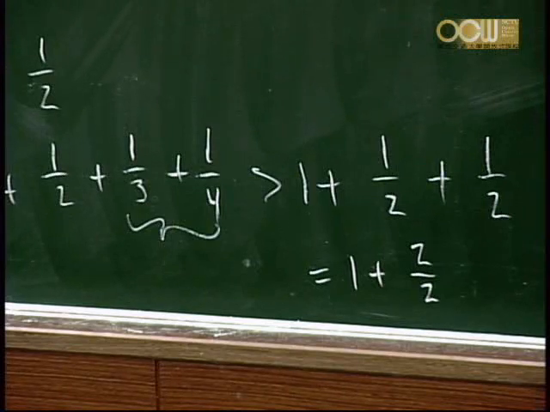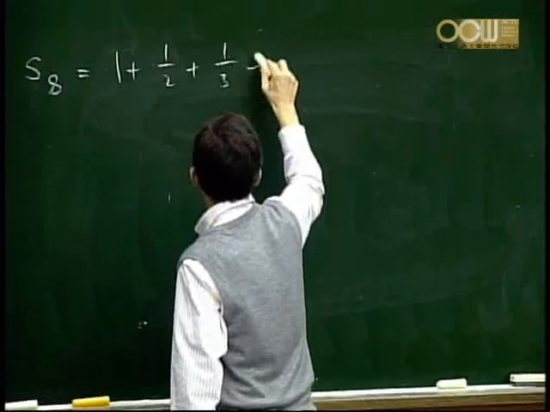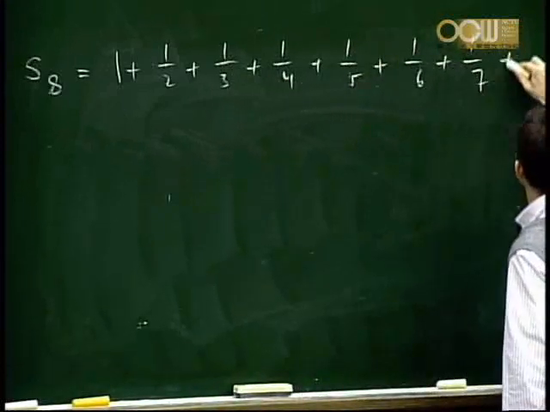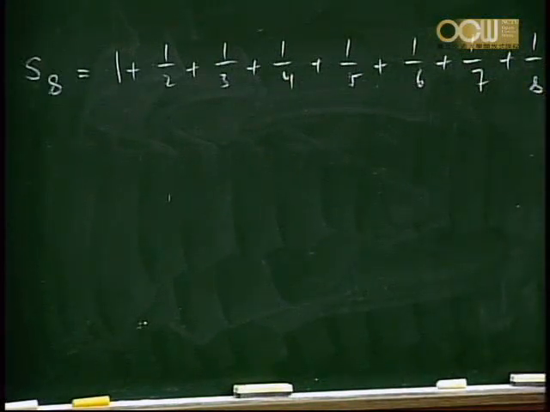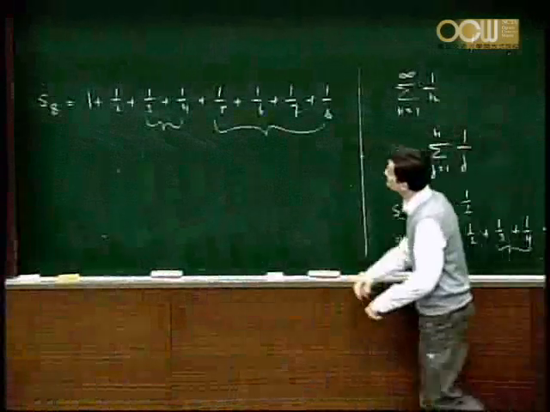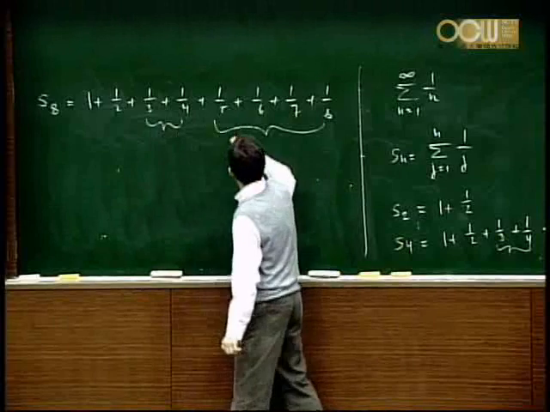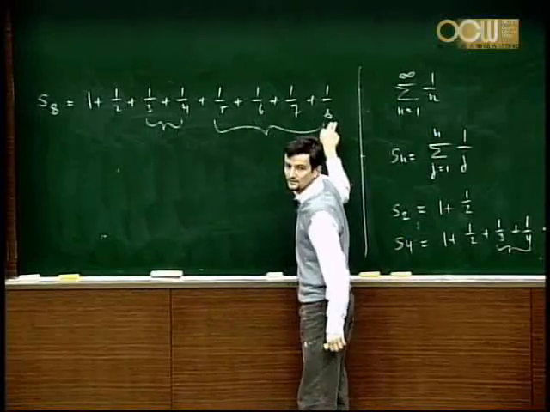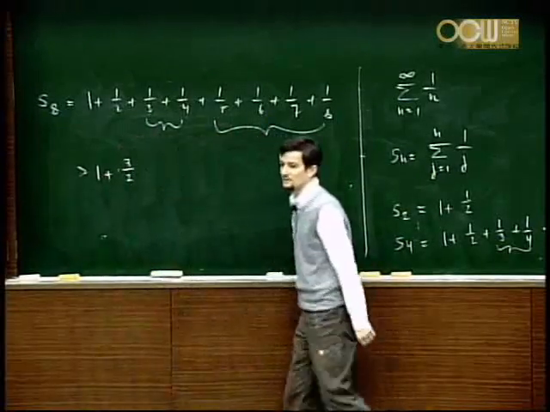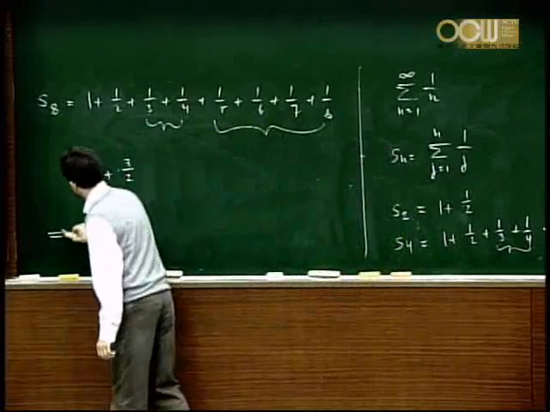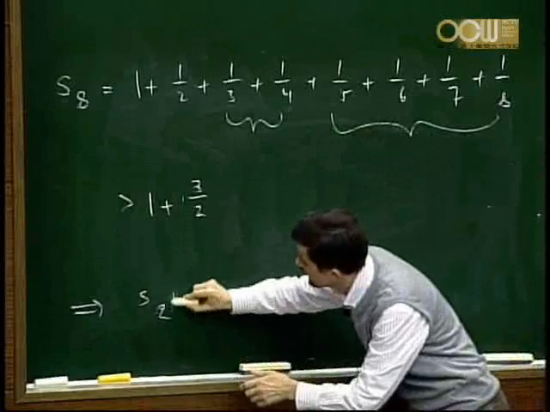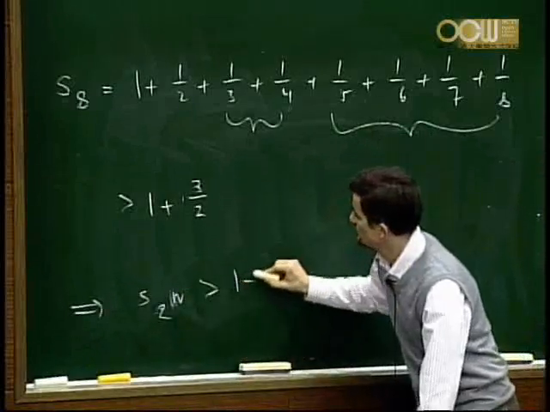Now, if you look at S8, 1/3 plus 1/4 plus 1/5 plus 1/6 plus 1/7 plus 1/8. Again, I group, so I look at these two, and I look at the whole group. I replace this one by the last one, and I replace in this group every term by the last one. Then I get that this is larger than 1 plus 3/2. So you see that this easily leads to the conjecture that if you look at the partial sums S_{2^n}, this is larger than 1 plus n/2.